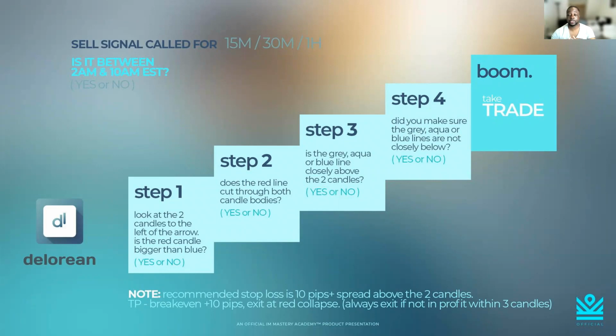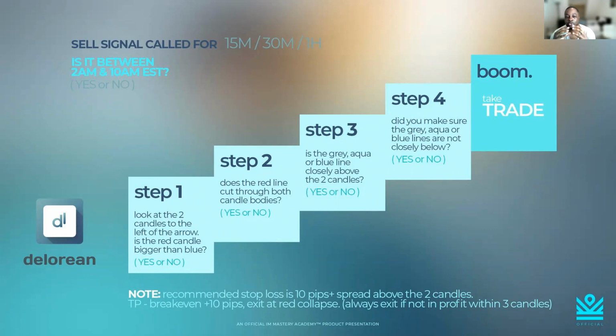The first step, look at the candle to the left of the arrow. Okay, we're looking at a sell. Is the red candle bigger than the blue? Yes, go to the next one. Does the red candle cut through both candle bodies? Yes. Then you go to the next one. Is the gray, aqua or blue line closely above the 2 candles or cutting through? Now, the key line that you should look for is the aqua. The closer the aqua is, the better.